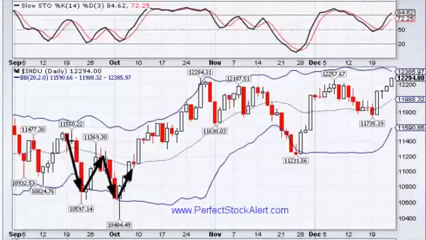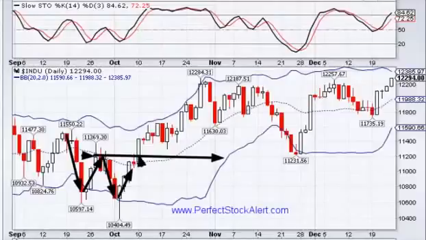It's not confirmed until you get a breakout above this point here. Remember to use the body, the close, the highest close of that period where you had previously found resistance. And then when you get a breakout above that point, you did here, that's your buy signal.